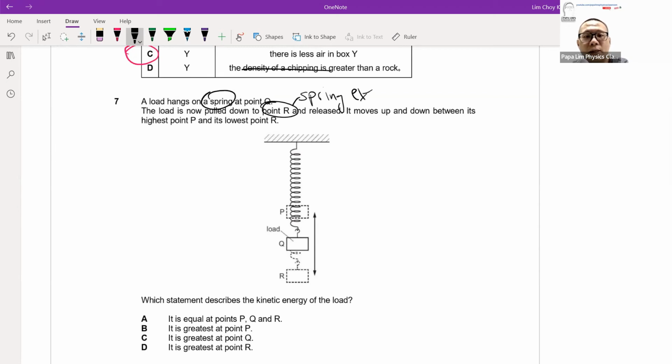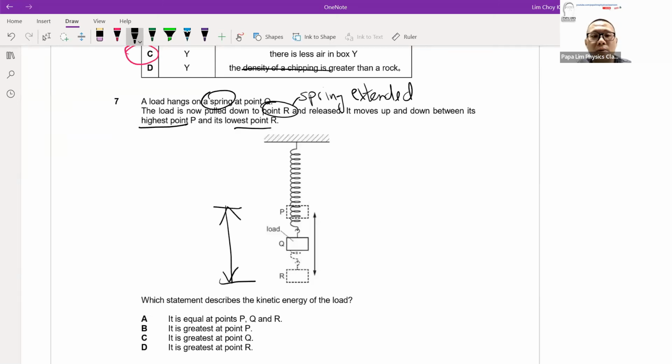The spring here is extended. After that, it moves up and down. They tell you that the highest point is P, the lowest point is R. Here, we know that it is being extended, and after that, it starts oscillating, or moving up and down, between P and R.